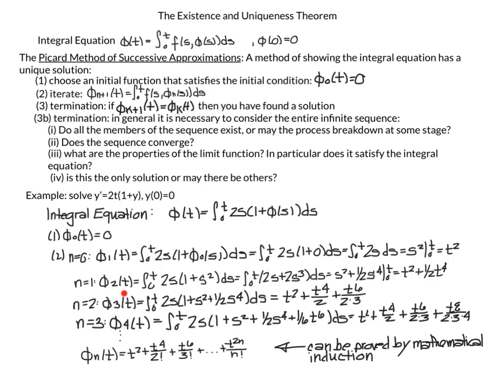When I look for phi 3, using the same kind of pattern, I have my 2s, 1 plus, and then I plug in my previous phi, s squared plus 1/2 s to the 4th. I get t squared plus t to the 4th over 2 plus t to the 6th over 2 times 3.